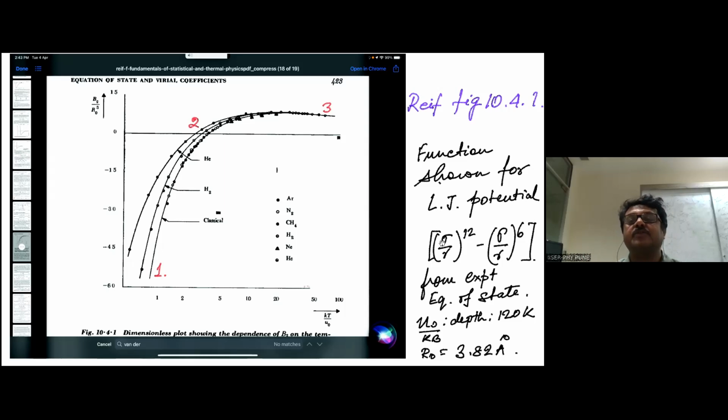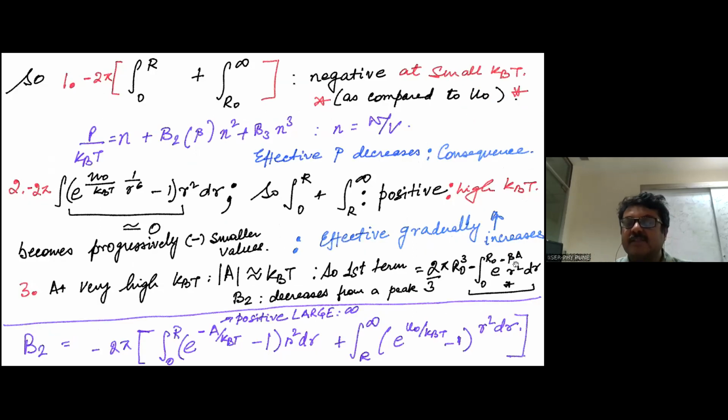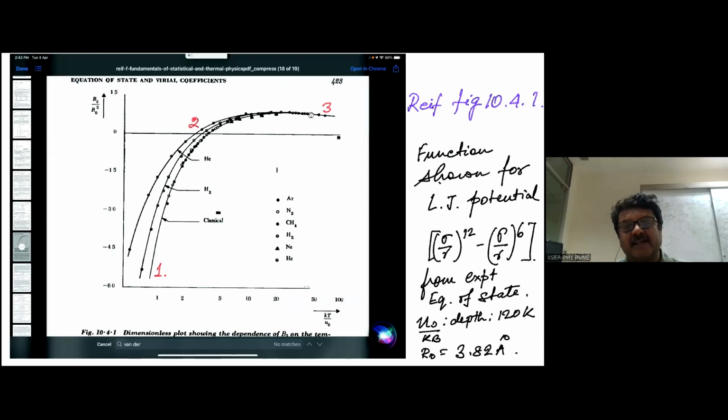Because unless you have the Lennard-Jones potential, if you take an infinite potential, this will basically increase and saturate and become flat. It's only if you take the Lennard-Jones potential, where you allow the particles to interact so that this term has a possibility to contribute, that you get the slight decrease in B2 at very high temperatures. Else it will just saturate and become flat. So this has been calculated using the Lennard-Jones potential, and also experimental data using the equation of state.